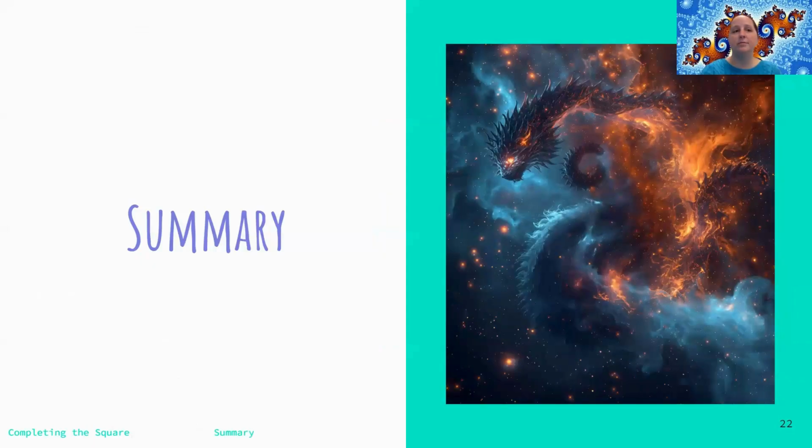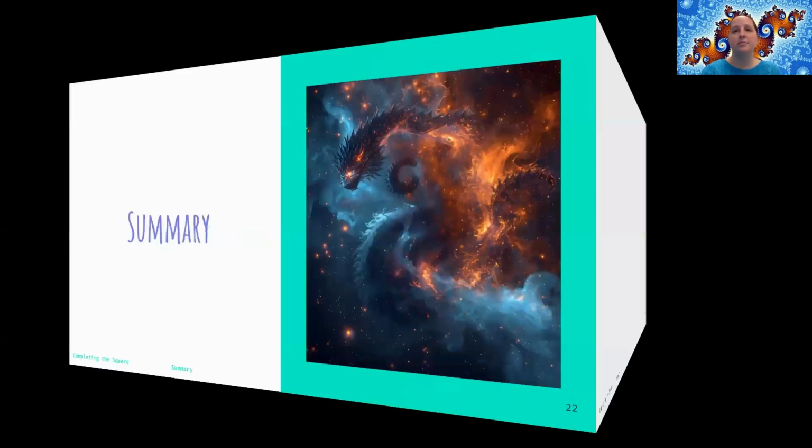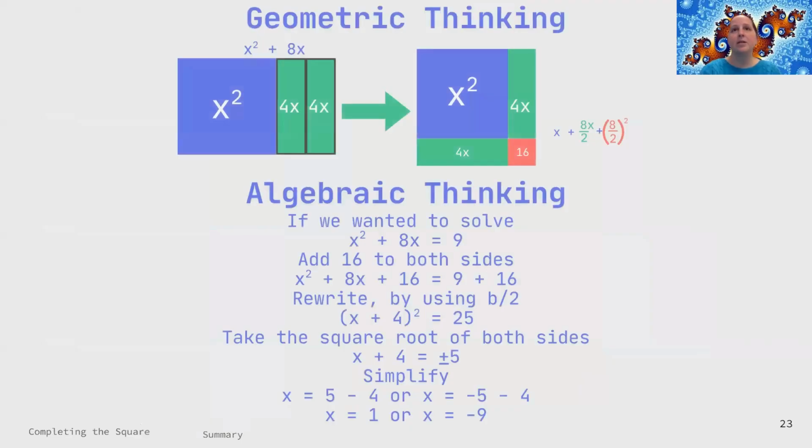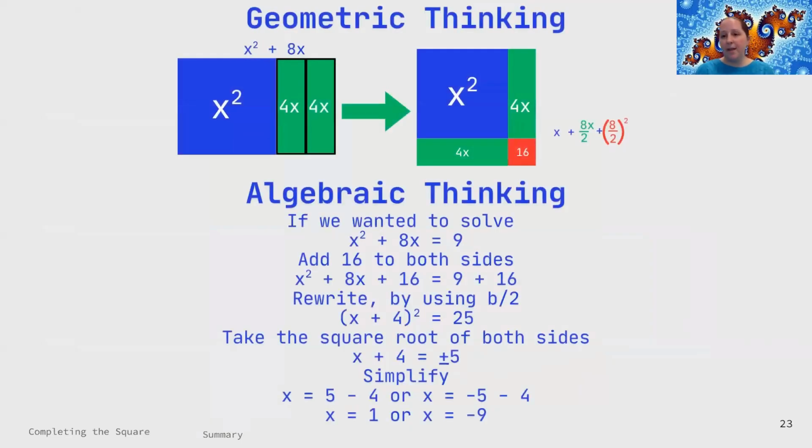So summary. So in terms of geometric thinking, I've got that x squared plus bx. I'm splitting that bx in half. Okay, so I'm trying to create the square because right now it's a rectangle. So I move the bx to the side and to the bottom, and then I'm missing that little red piece. So that's the square that I'm missing. That's what I'm adding to the equation. So I remember that I have to add that to both sides of my equation to make sure I'm keeping that balance.